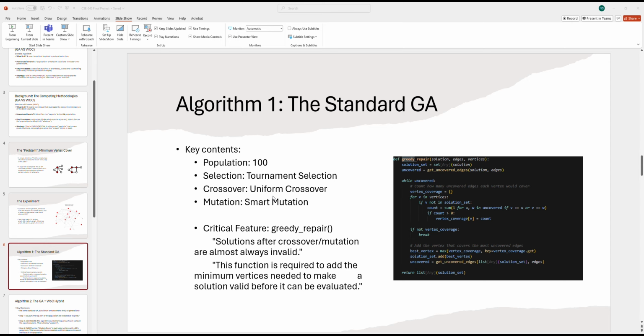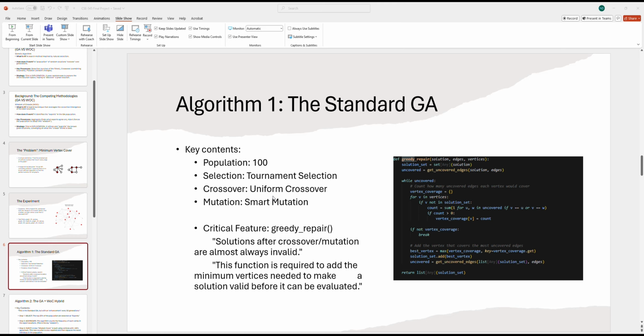But this crossover creates a massive problem, which is the biggest single challenge for this project. A new child solution is always going to be invalid. It's just a mix of random vertices, so it fails to cover all the edges. That's where the greedy repair function comes in. This is the most critical function in our baseline. The moment that a child is created, this function scans the graph for any uncovered edges and greedily adds the single best vertex that covers the most of these missing edges.